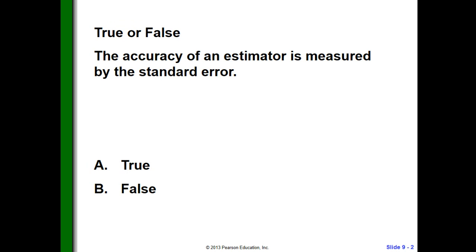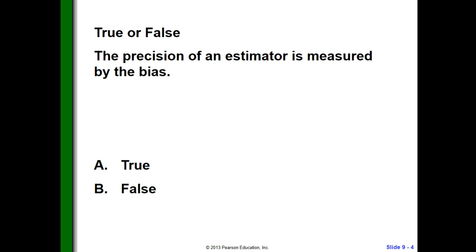The accuracy has to do with bias, and we're not sure if we're biased or not. Okay, so that one was false. The precision of an estimator is measured by the bias. No, again, this is not the precision, it's the accuracy of an estimator is measured by the bias. The precision is measured by the standard error. So that one was false.